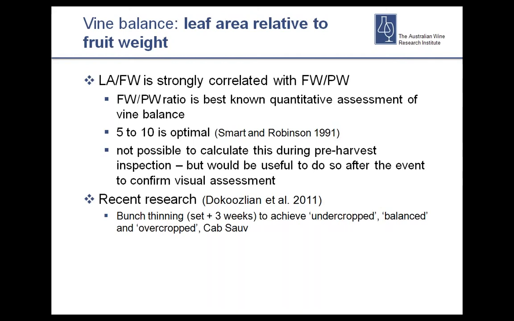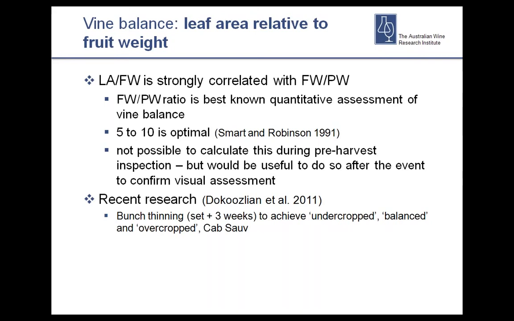Five to 10 is considered to be optimal, but it's not possible, of course, to calculate fruit weight to pruning weight ratio during the pre-harvest inspection, but it would be useful to do so after the event to confirm a visual assessment of leaf area to fruit weight.